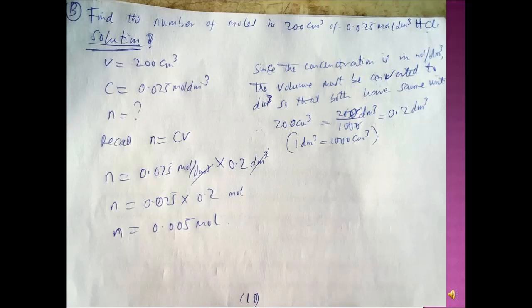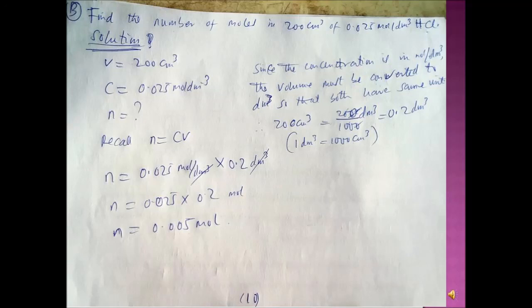By converting the centimeter cube to what? To dm cube. The simplest way to convert cm cube to dm cube is just to divide by 1000, because in 1 dm cube we have 1000 centimeter cube. So by the time you divide 200 centimeter cube by 1000, you get 0.2 dm cube.